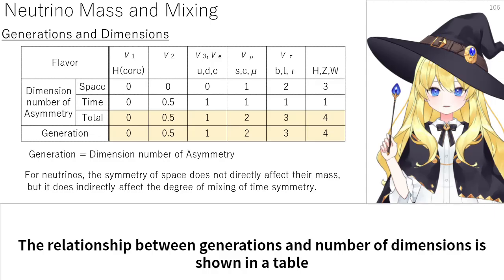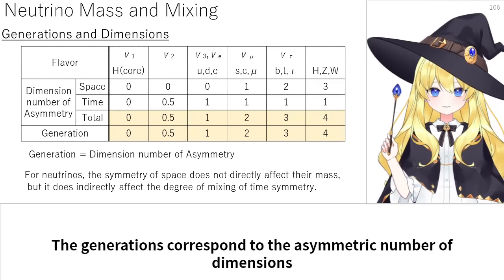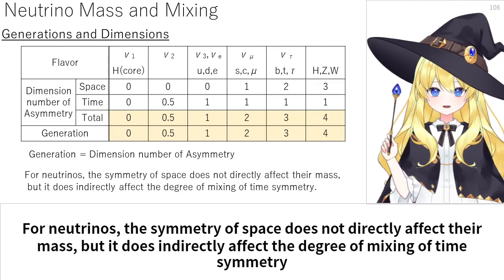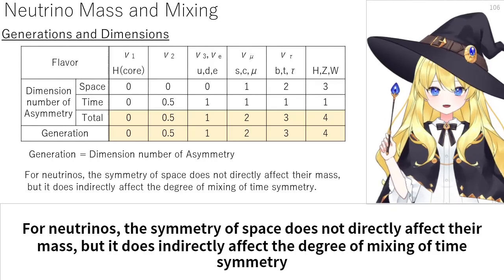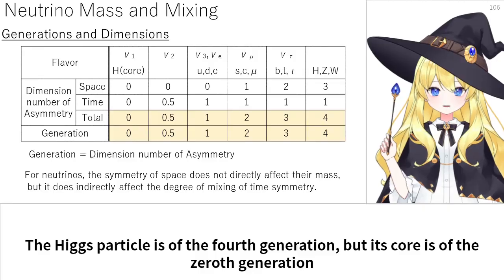The relationship between generations and number of dimensions is shown in a table. We consider not only space but also time. The generations correspond to the asymmetric number of dimensions. For neutrinos, the symmetry of space does not directly affect their mass, but it does indirectly affect the degree of mixing of time symmetry. Neutrino masses correspond to generations 0, 0.5, and 1. The Higgs particle is of the 4th generation, but its core is of the 0th generation.